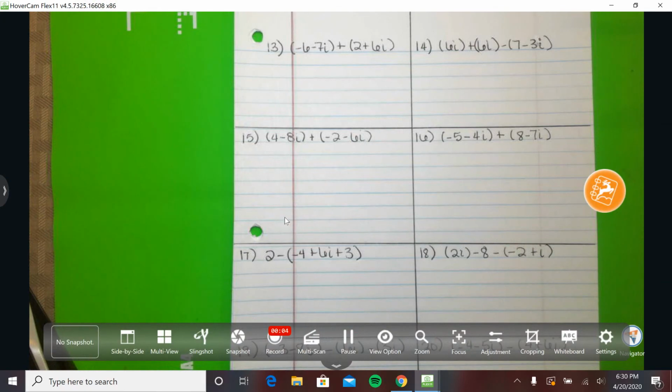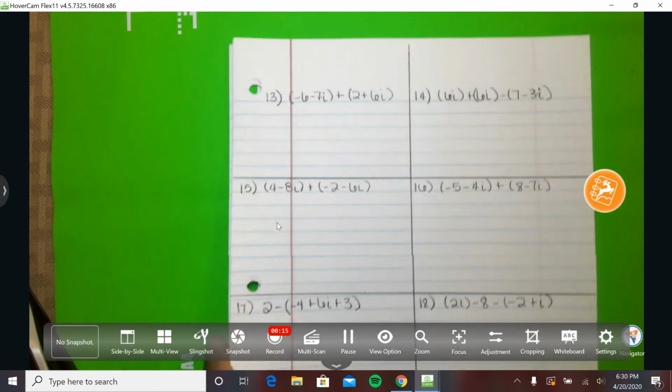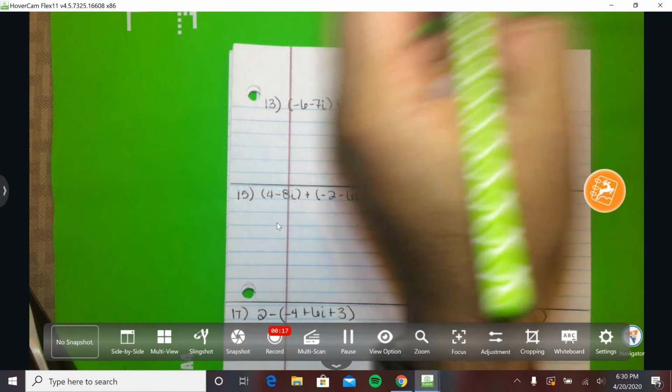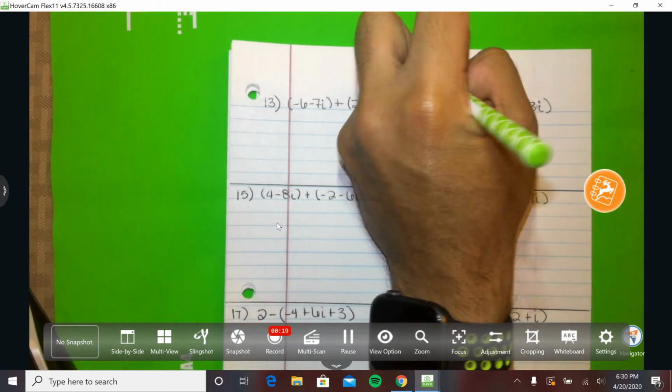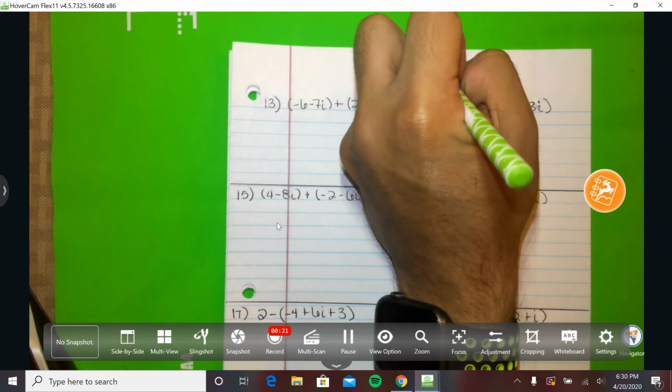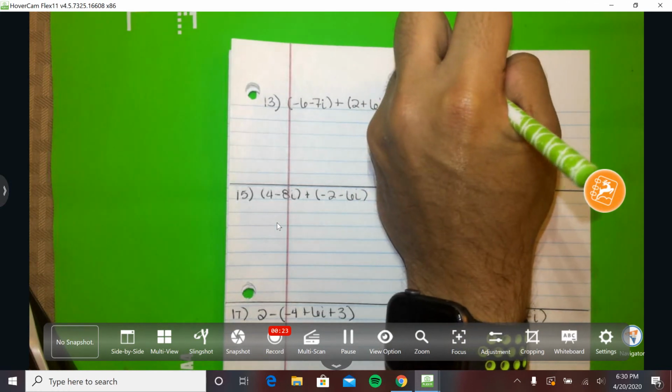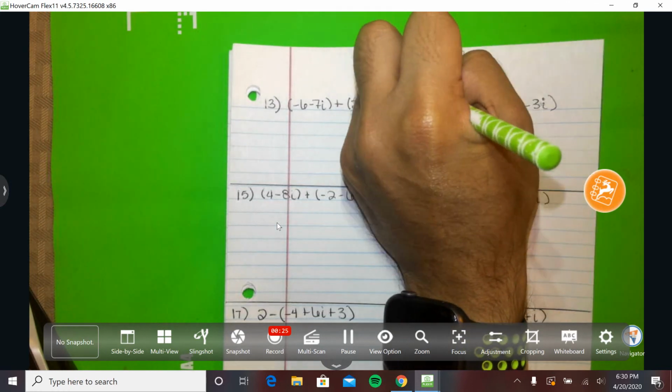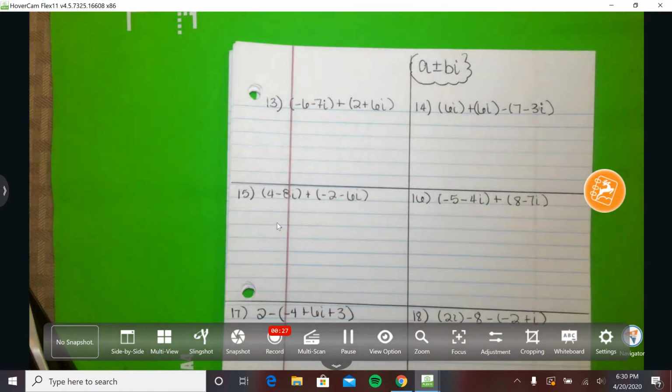Alright, so this is part 2 of your review. We are going to basically add and subtract complex numbers. The key thing here is that we want to have our answers in a plus or minus bi form.